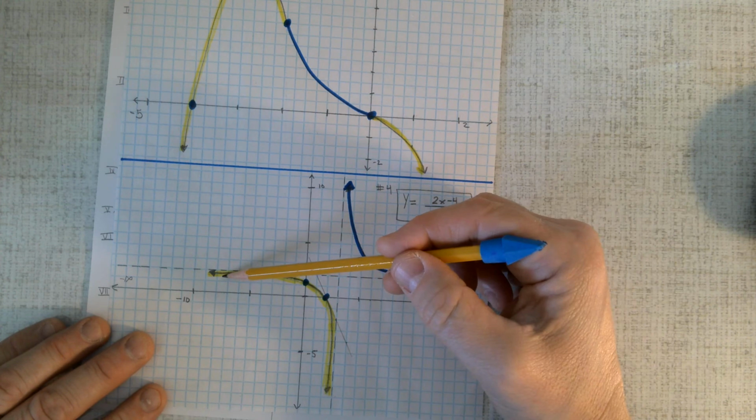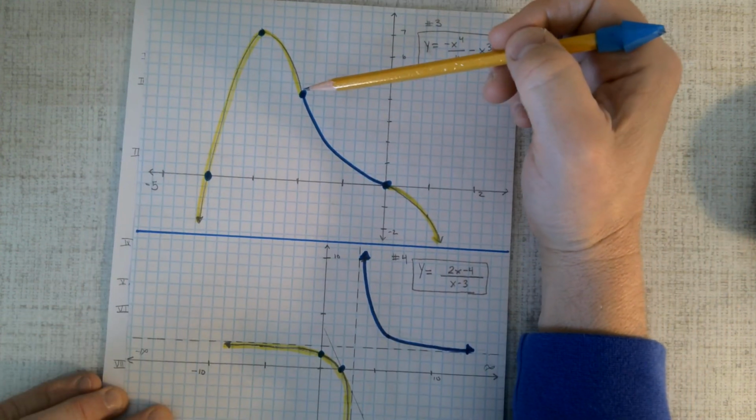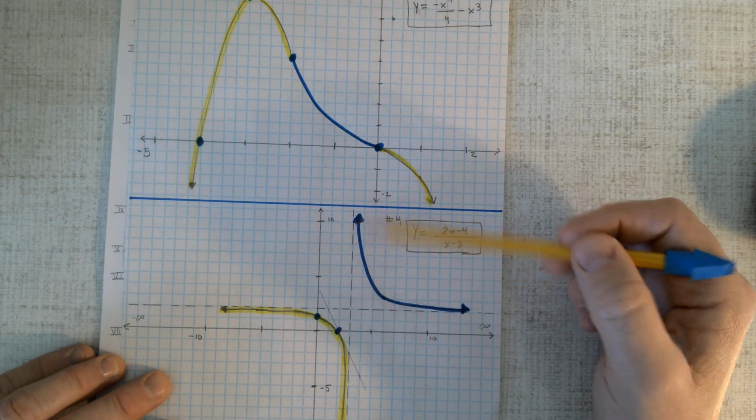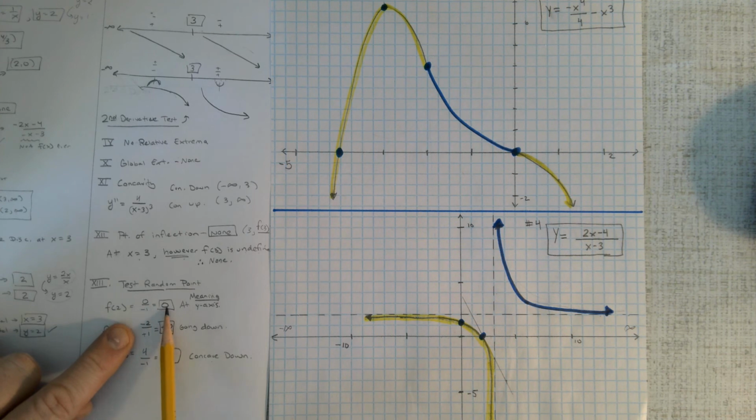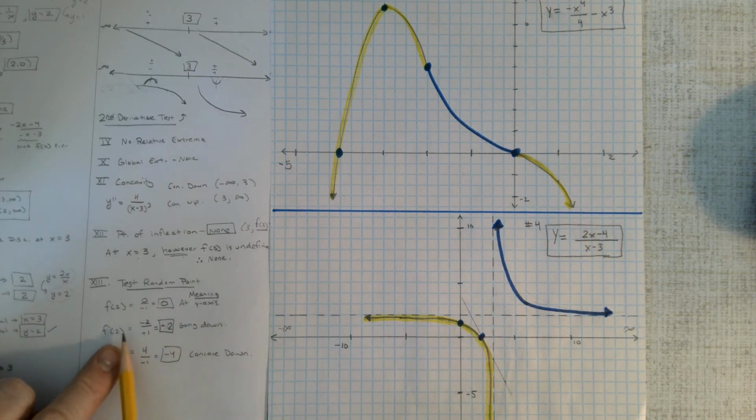This, it goes down, then up, just like here, down and up come together. Here, down and up do not come together because it's undefined at 3. Test a random point. f prime of 2 is 0. That means it's on the axis. Good. f prime of -2 is -2.